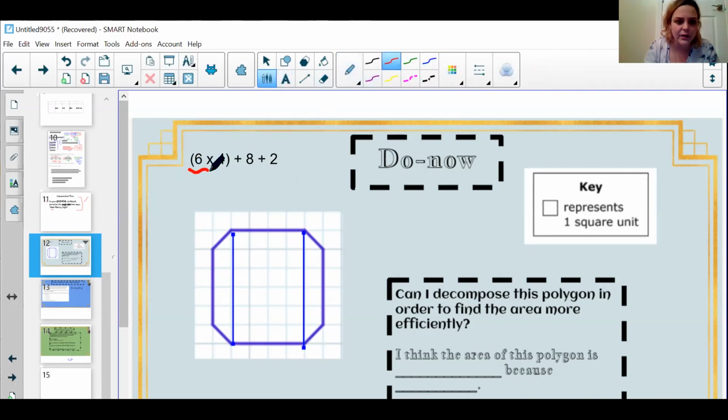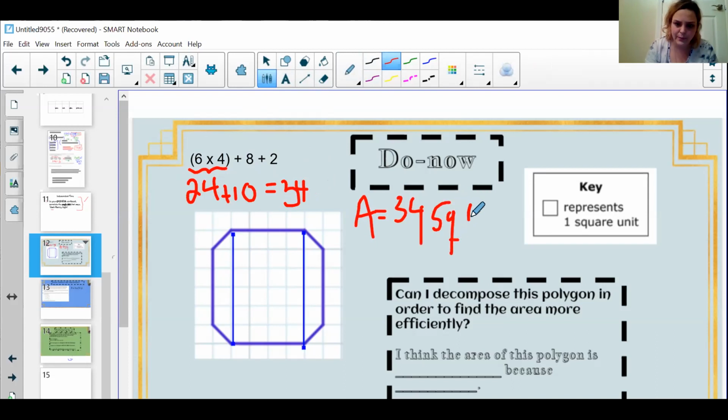And then let's solve. I know 6 times 4 is 24. And I'm not gonna do plus 8 plus 2 because I know 8 plus 2 is 10. So 24 plus 10 equals 34. And so our area equals 34 square units. Okay. All right. If you got 34 square units for this problem, give yourselves a pat on the back.